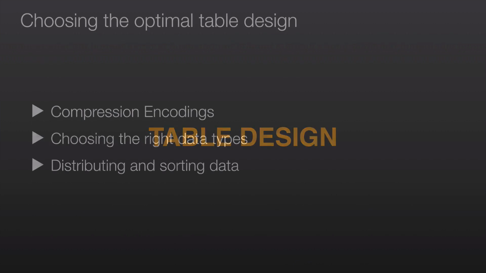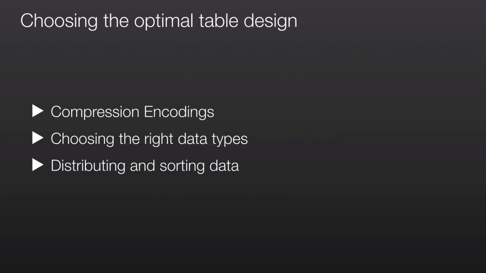We're going to move on now and take a look at table design for Amazon Redshift. And there's 3 topics that we're going to cover here. Firstly, we're going to take a look at compression encodings. Then we'll take a look at data types. And lastly, we'll take a look at distributing data across nodes and sorting data to optimize performance.